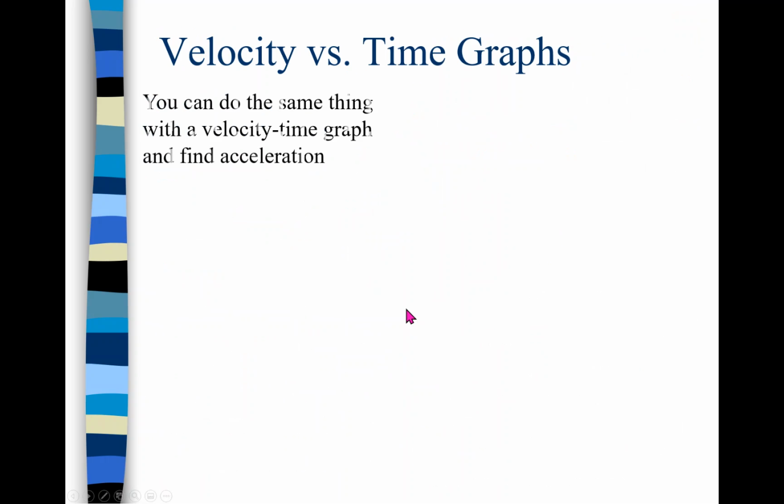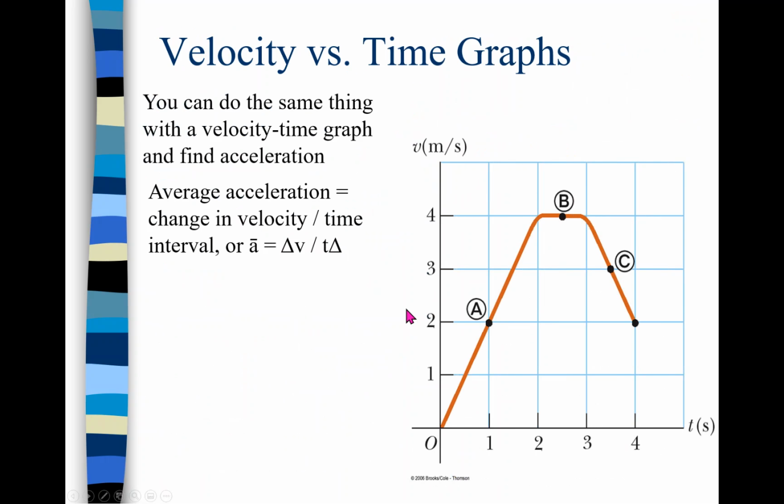All right, so now we're going to talk about velocity versus time graphs. Remember, anytime you see a graph, what type of graph do you have? I have a velocity time graph. How do I know? Well, it's not labeled here. Look at the axes, velocity and time.